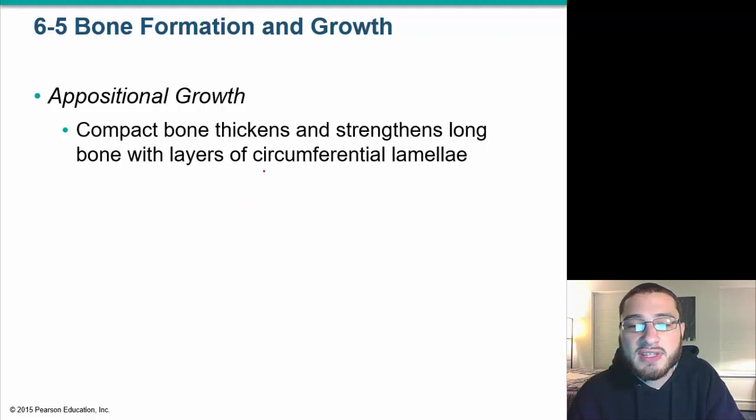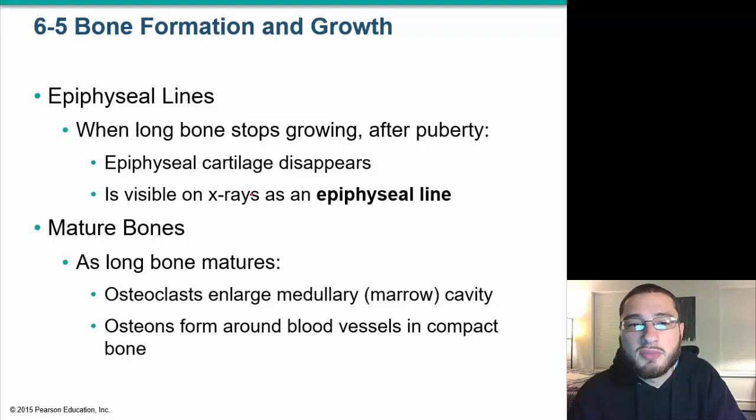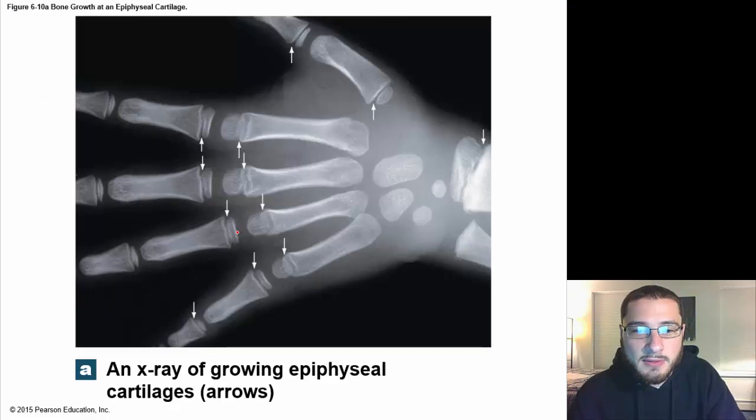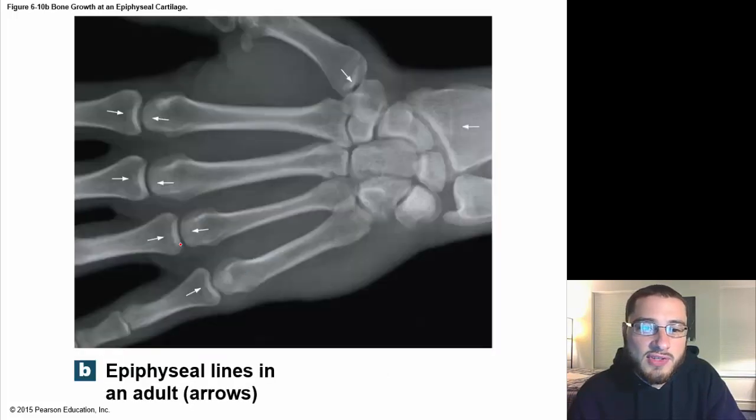Appositional growth, of compact bone, thickens and strengthens long bone with layers of circumferential lamellae. Epiphyseal lines form when the long bone stops growing after puberty. A mature long bone is not going to have those growth plates anymore, or that cartilage at the metaphysis. This shows you the cartilage in a child's hand. They still have cartilage in the metaphysis of their phalanges, or finger bones, and then we see that they are closed off. You can't see those growth plates anymore.